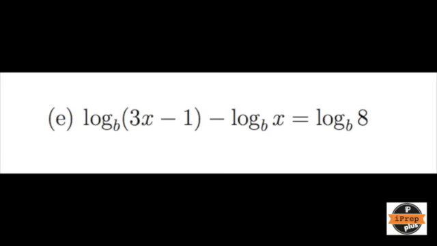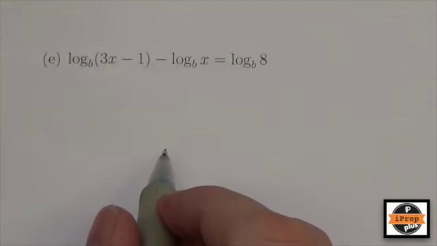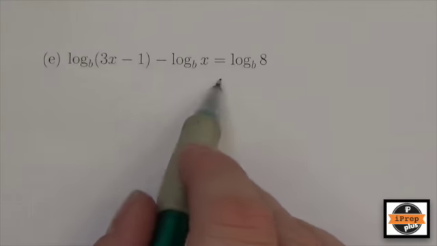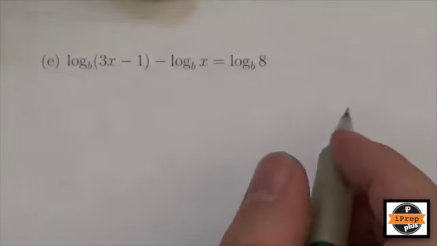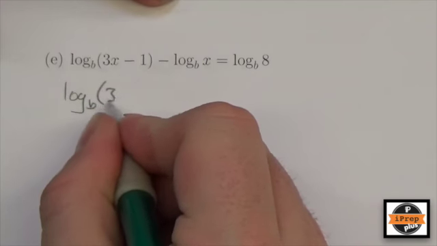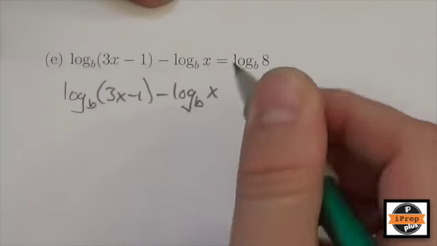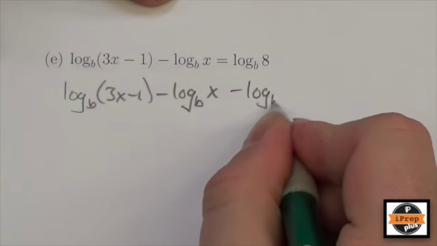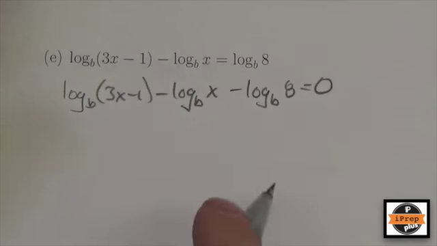Example 1E. So this question here, another logarithmic equation. Notice that this time the base is base b. Now, doing what my friend said, we're going to bring over all of the logarithms over to one side. Now, it turns out that is everything. Log base b of 3x minus 1, minus the log base b of x, minus the log base b of 8. And we brought everything over, so it's now going to be equal to 0.